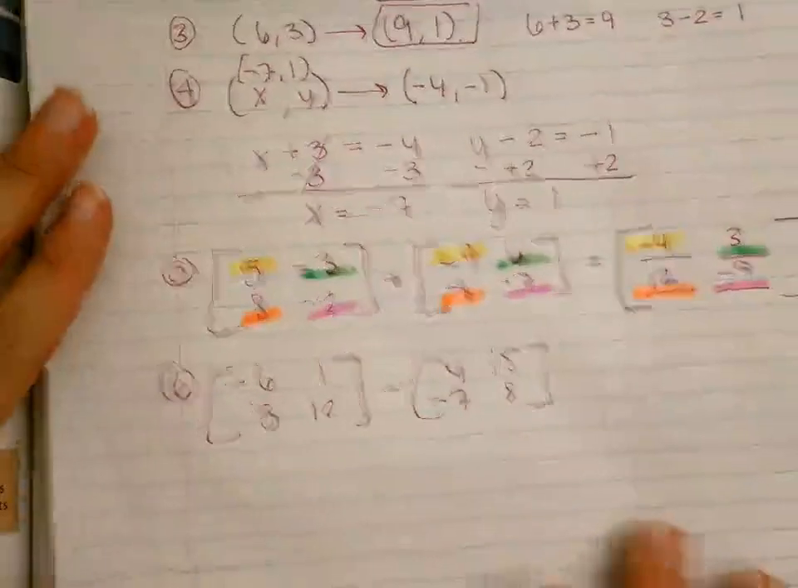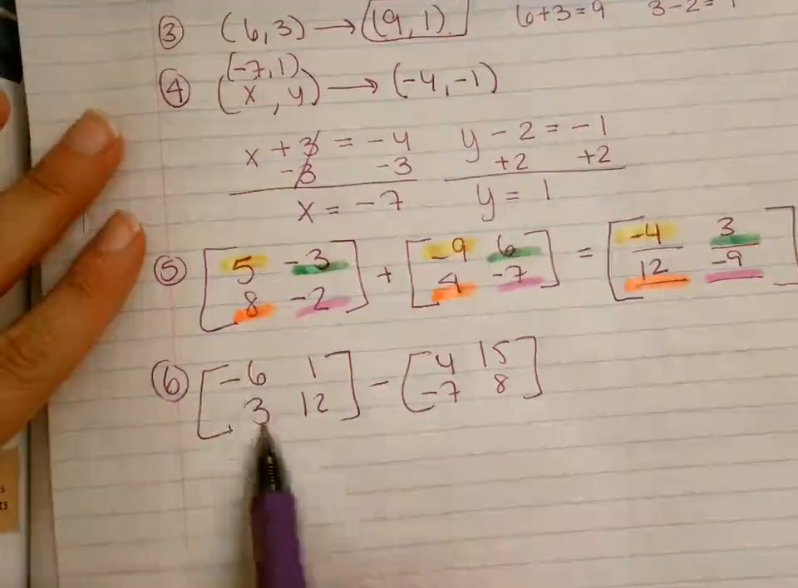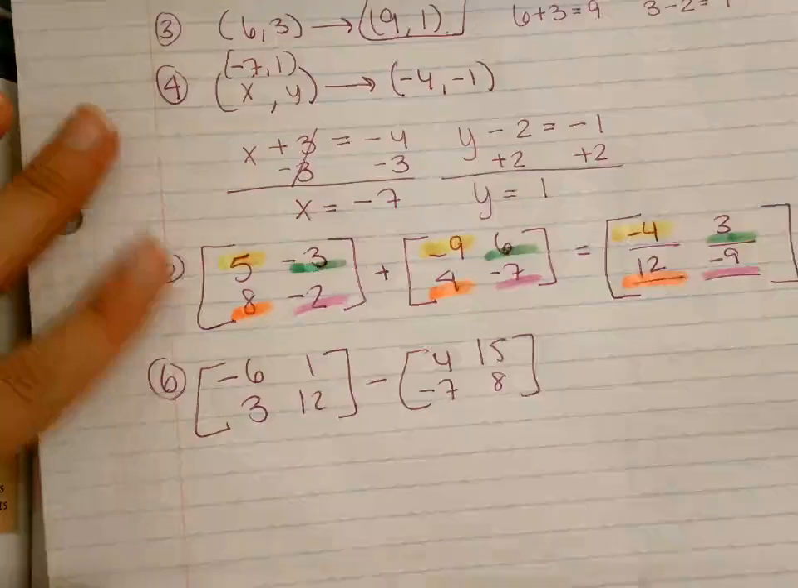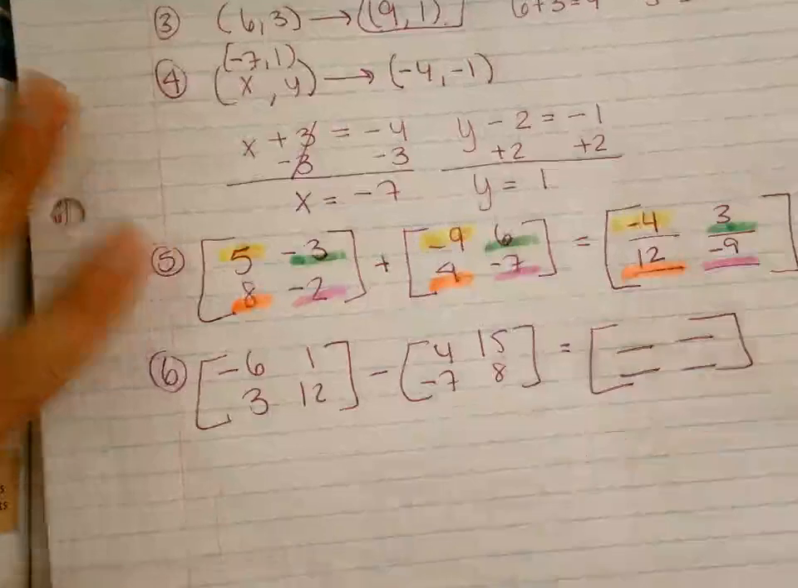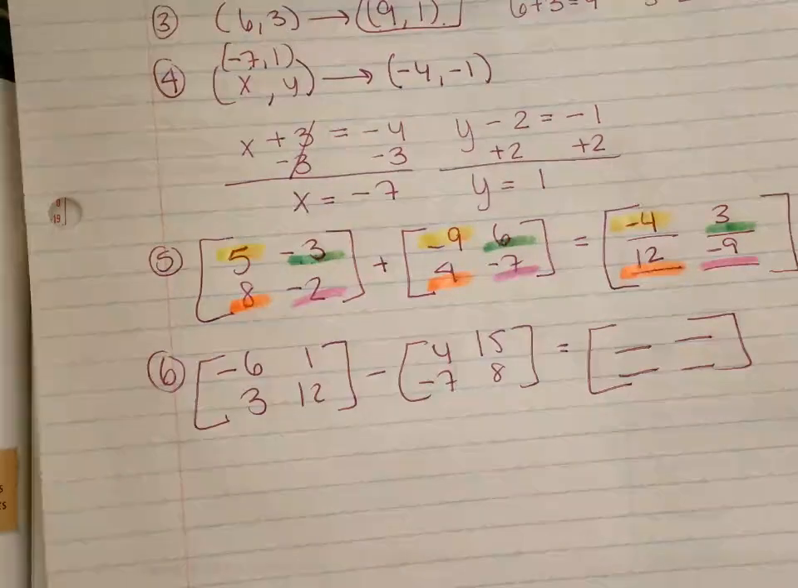Negative 6, 3, 1, 12. 4, negative 7, 15, 8. This one is a subtraction problem. We have a 2 by 2 and a 2 by 2. So our answer is going to be a 2 by 2. If they weren't both the same setup, then we would not be able to add or subtract them.